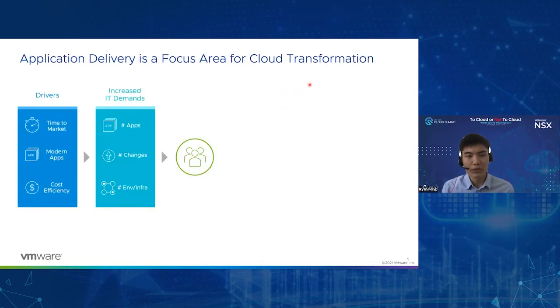So going into why we need to perform a transformation in the way that we deliver applications, right? The demands on us as IT folks to our companies is ever increasing. We are tasked to increase the time to market, we need to modernize our applications using new application frameworks or architectures, right? Migrating to microservices, using platform as a service like Kubernetes and so on. And we want to make sure that we do it in the most cost-efficient manner.